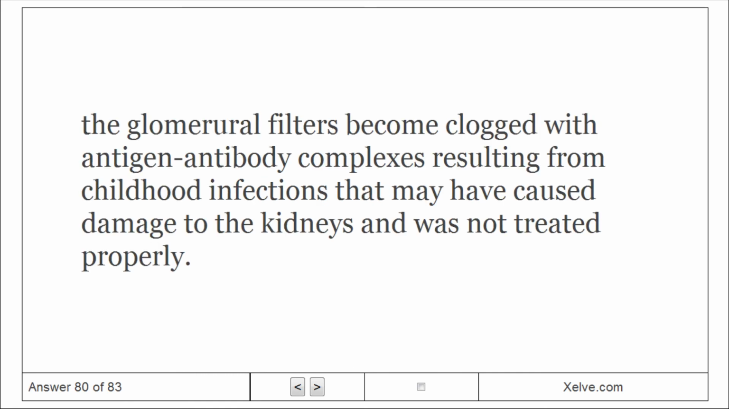Glomerulonephritis. The glomerular filters become clogged with antigen-antibody complexes resulting from childhood infections that may have caused damage to the kidneys and were not treated properly.